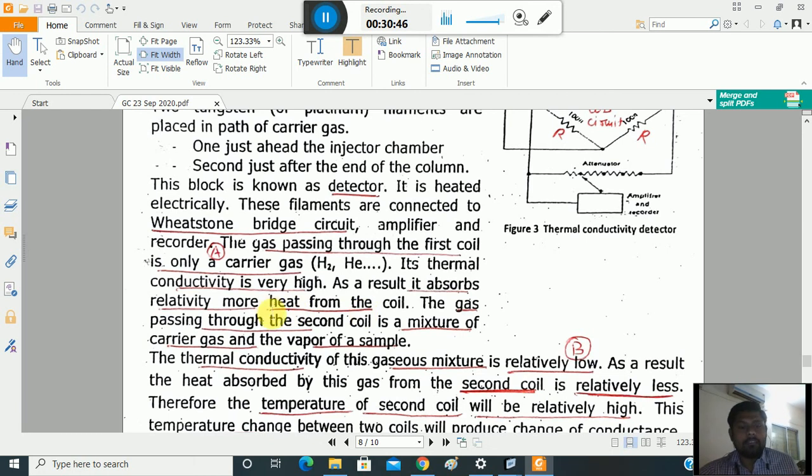The gas passing through the second coil is a mixture of carrier gas and vapor of sample. The thermal conductivity of the gaseous mixture is low. Because of that reason, it absorbs less heat. The heat absorbed by the gas from the second coil is relatively less.